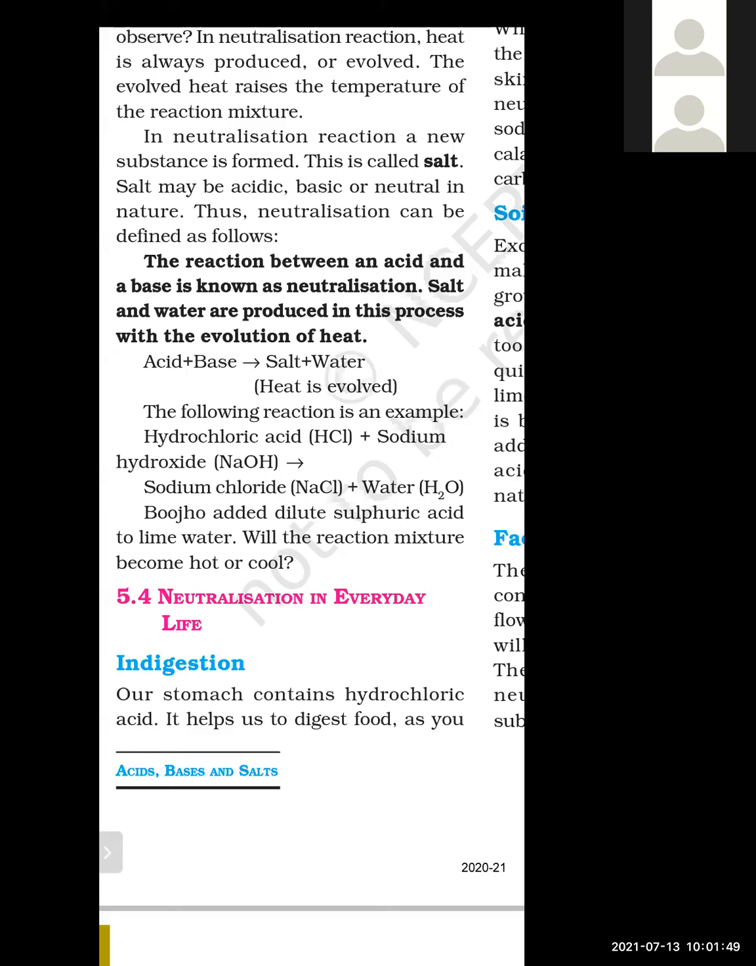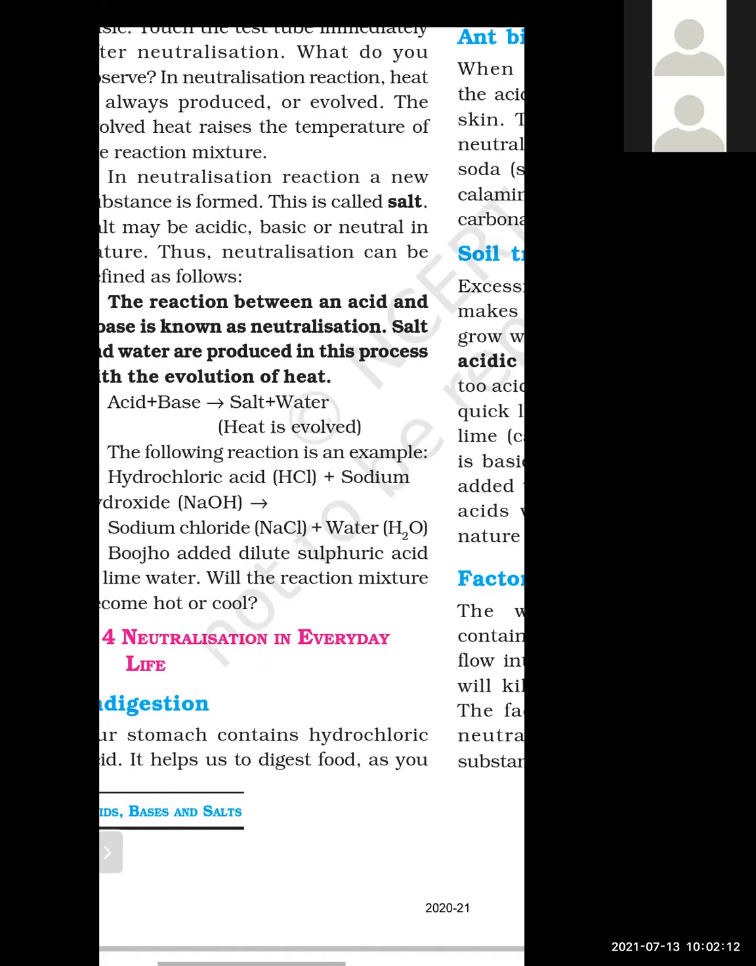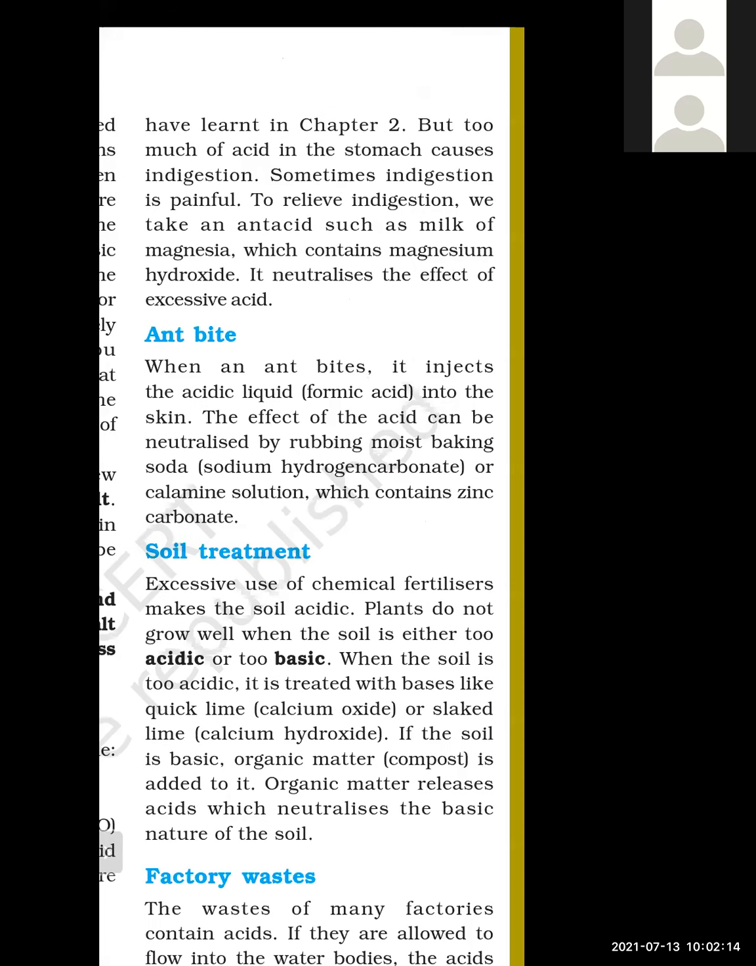Neutralization in everyday life. The first application is in indigestion. When the level of hydrochloric acid increases in our stomach, we feel some irritation or pain. To treat this situation, we use milk of magnesia. Milk of magnesia is the common name, but the scientific name is magnesium hydroxide. Magnesium hydroxide is a base. It will react with the excessive hydrochloric acid inside our stomach, and after some time we feel relief.